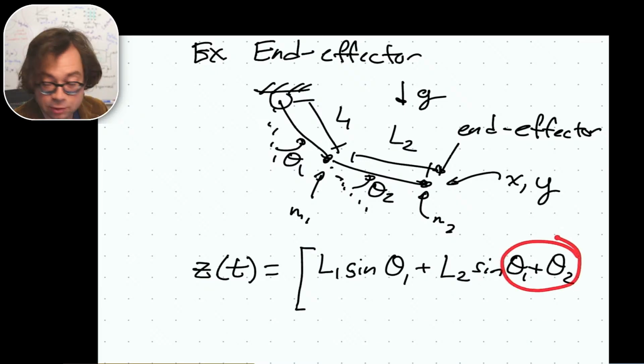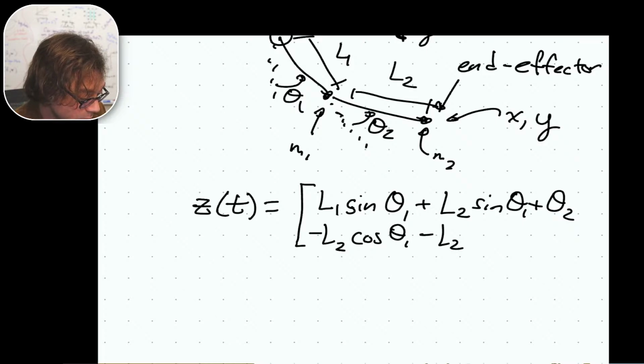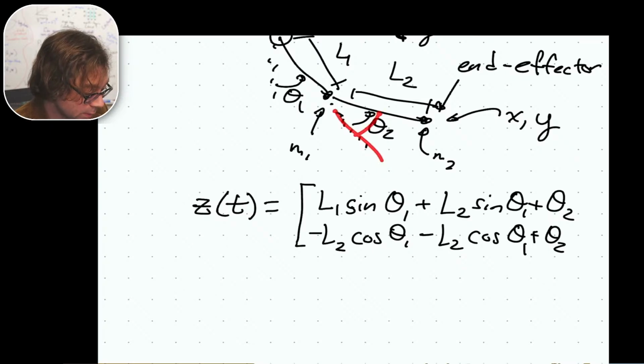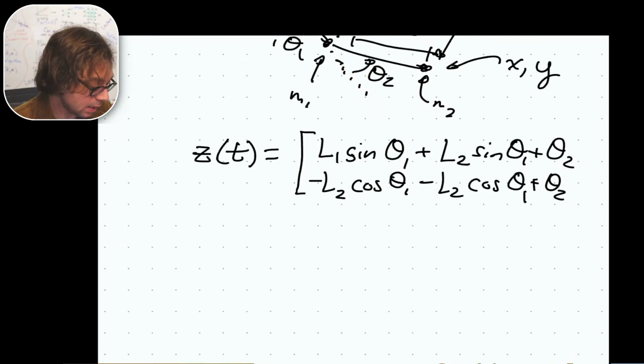Hopefully, it's implied that all of those are grouped together inside of the trig function. And then minus L1 cosine of theta 1 minus L2 cosine of theta 1 plus theta 2, because this angle theta 2 is relative to the first angle theta 1. That's right. And then there you go. That is your task space.